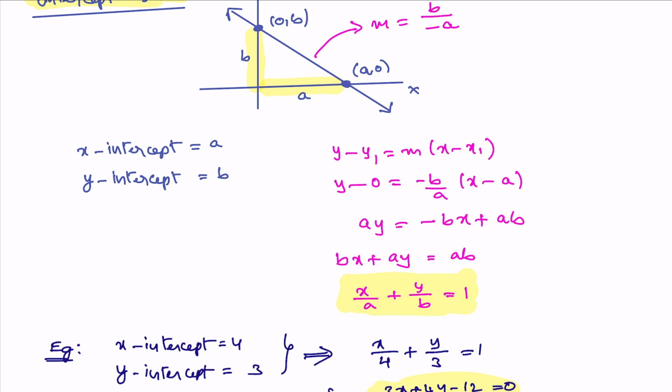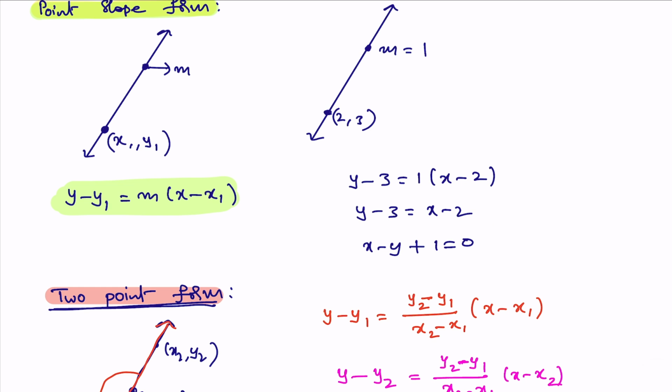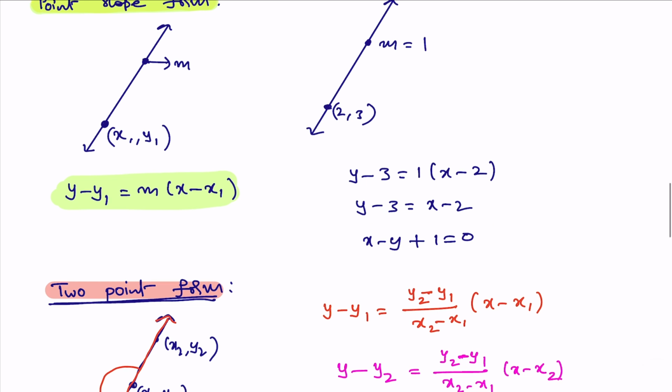So we learned 3 forms of a line equation. One is point slope form. What is point slope form? When in a line, one point is given and its slope is given, then the point slope form is y minus y1 is equal to m into x minus x1. That means if you know one point on the line and the slope of that line, we can find this line equation by using point slope form. What is the point slope form formula? y minus y1 is equal to m into x minus x1.